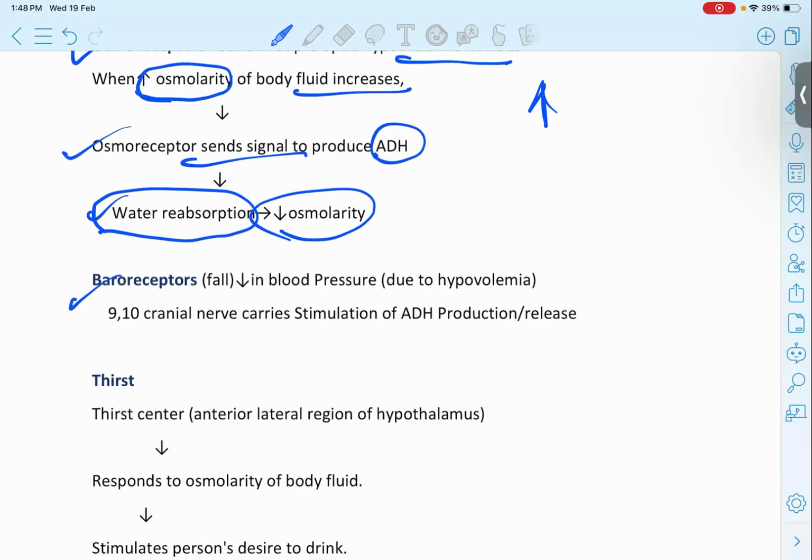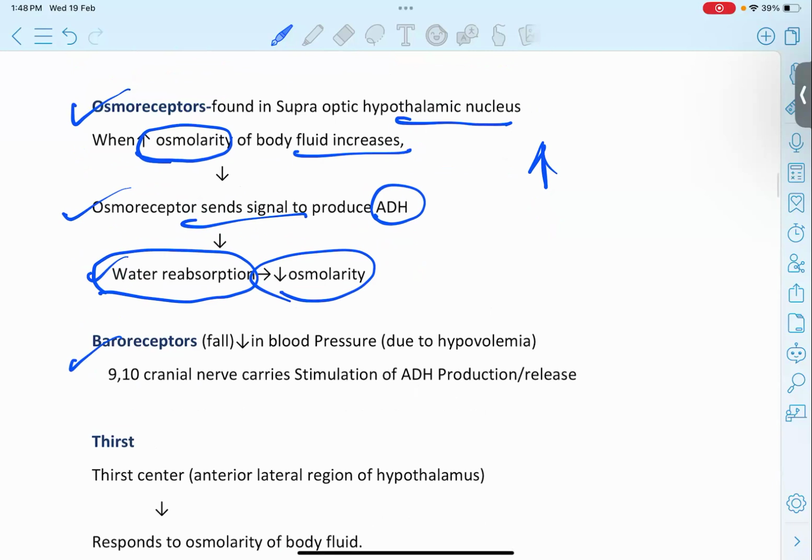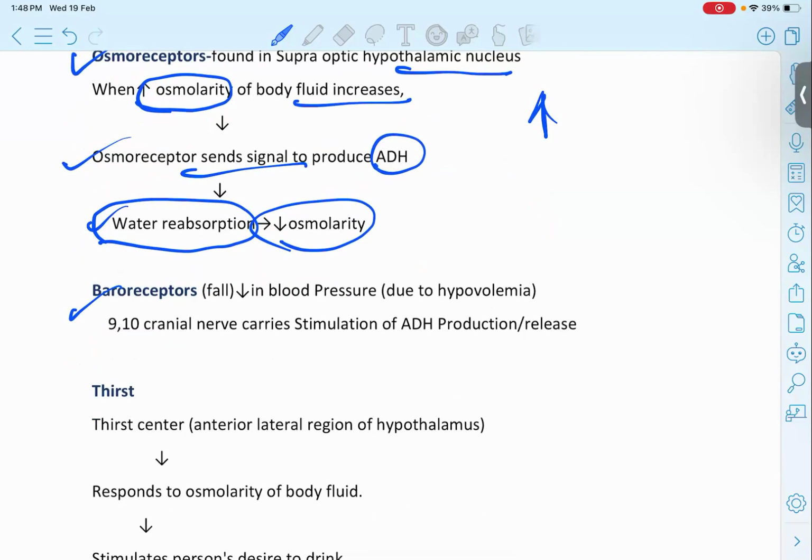Next is the baroreceptor. Like osmoreceptors, there are baroreceptors. Osmoreceptors are sensitive to osmolarity. Baroreceptors are sensitive to pressure. Baro means pressure. So if there is any fall of blood pressure, whether due to blood loss, hypovolemia, vomiting, dehydration, whatever it is, everything like blood loss, volume loss, water loss, anything will ultimately fall the blood pressure.